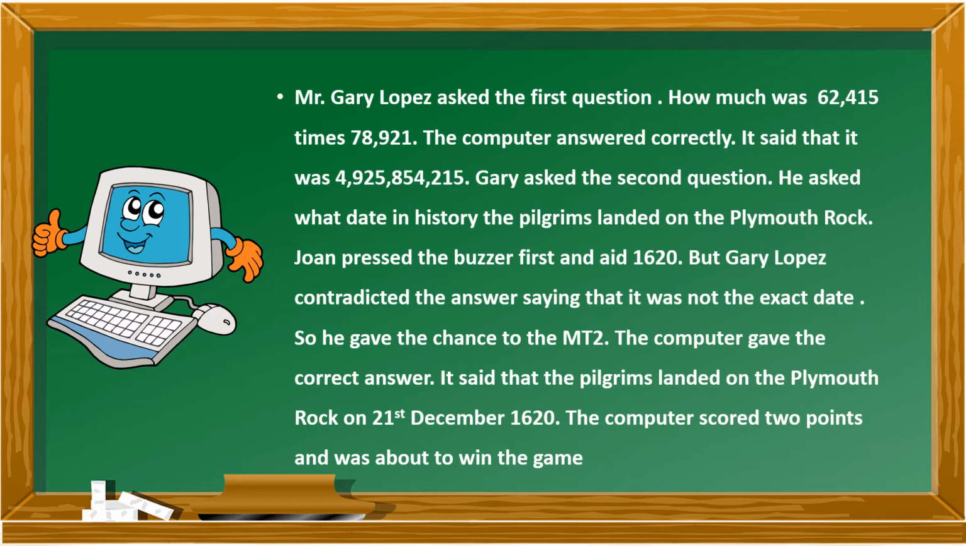Gary asked the second question. He asked, what date in history did the Pilgrims land on Plymouth Rock? Joan pressed the buzzer first and said 1620. But Gary Lopez contradicted the answer, saying that it was not the exact date. So he gave the chance to MT2. The computer gave the correct answer. It said that the Pilgrims landed on Plymouth Rock on 21st December 1620. The computer scored 2 points and was about to win the game.